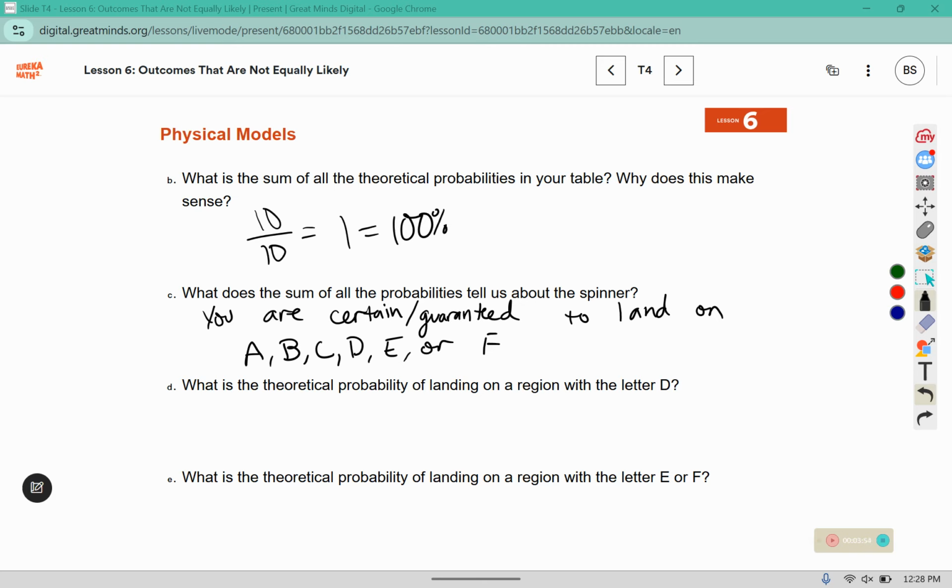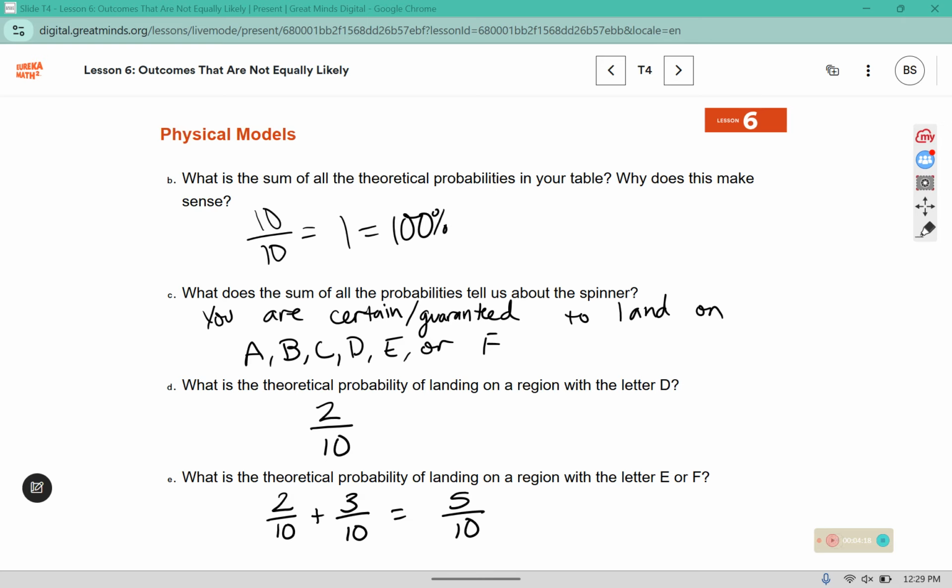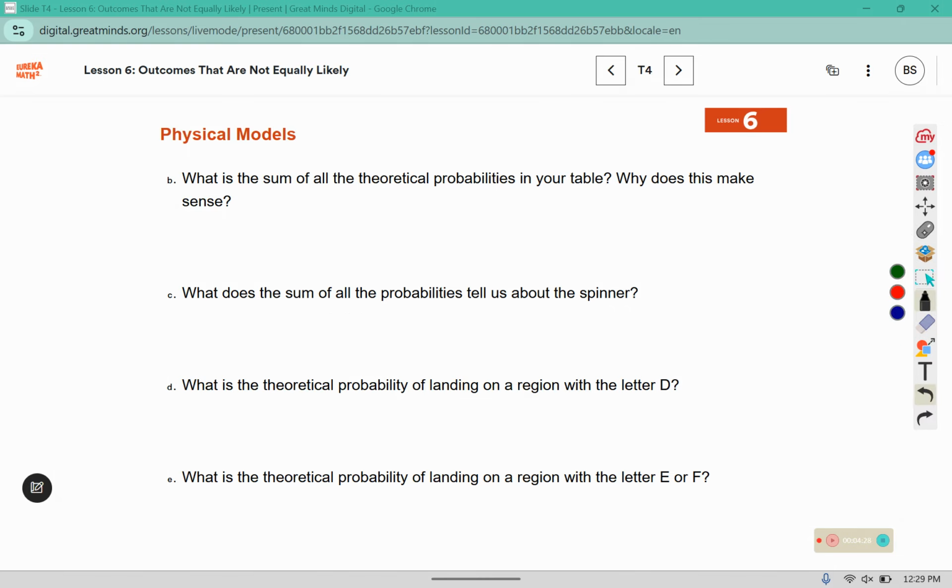What is the theoretical probability of landing on a region with the letter D? There were 2 sections labeled D out of 10. What is the theoretical probability of landing on the letter E or F? Well, E was 2/10 and F was 3/10, so that would be 5/10. When you see that phrase or, we combine E and F together to find the probability of both, or one or the other.